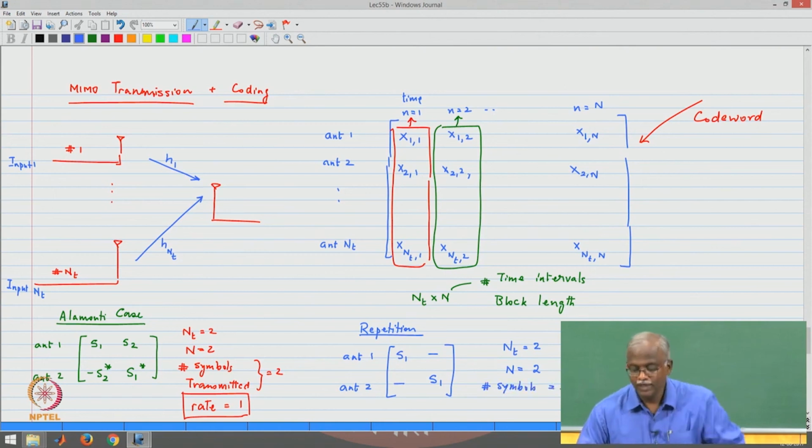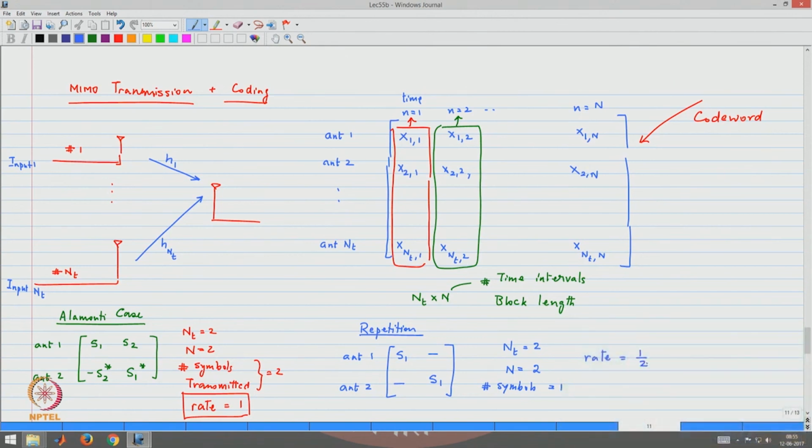is equal to 1. So, this is not as efficient as the Alamouti scheme, because this one achieves only a rate of 1/2, but of course has the same diversity, second order diversity. So, in a nutshell, what we are trying to do is we would like to have the rate as high as possible and at the same time achieve good diversity methods.